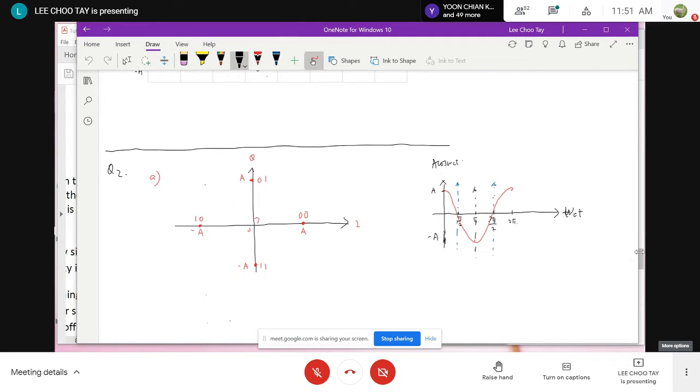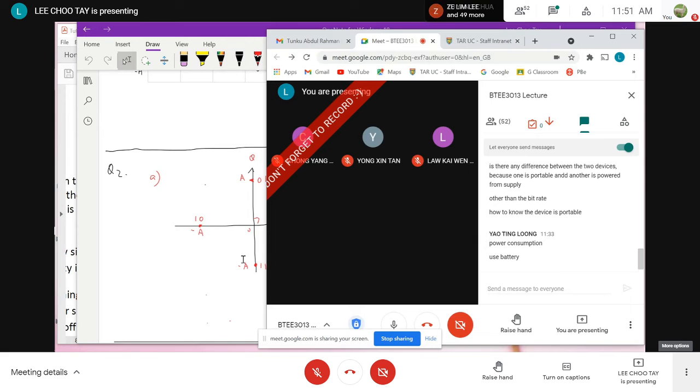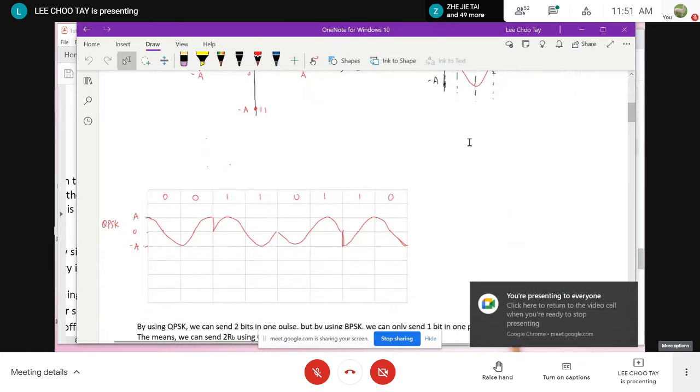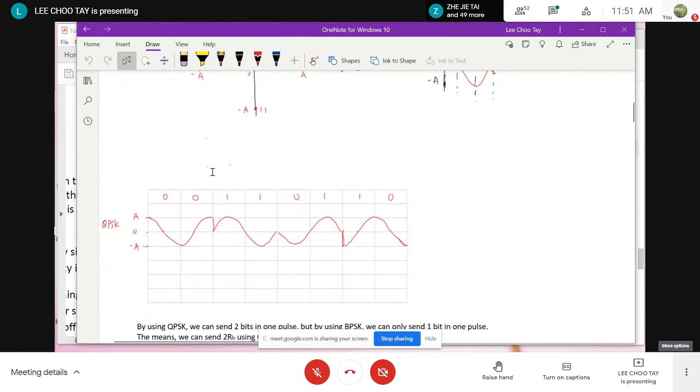Yeah. So now we need to draw our constellation diagram, and I'll need to draw the waveform, right? The waveform is going to look like this. So, okay, as far as QPSK is concerned, we send 2 bits. All right, we send 2 bits at one time. So that means we need to draw the waveform for every 2 bits. All right, so 00 11 01 01.